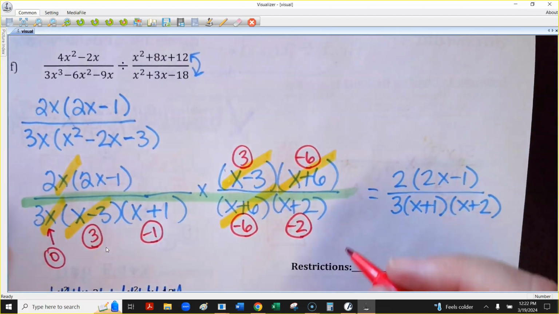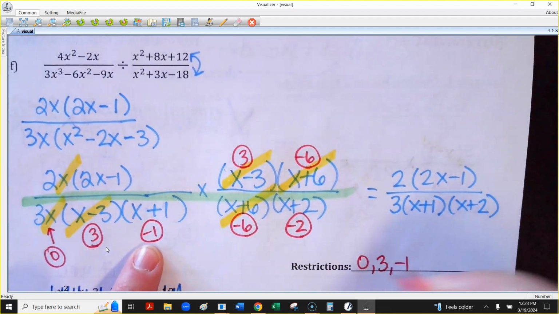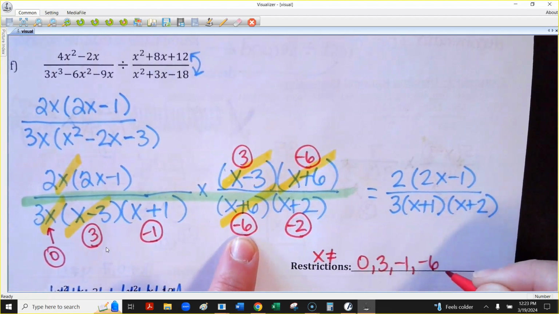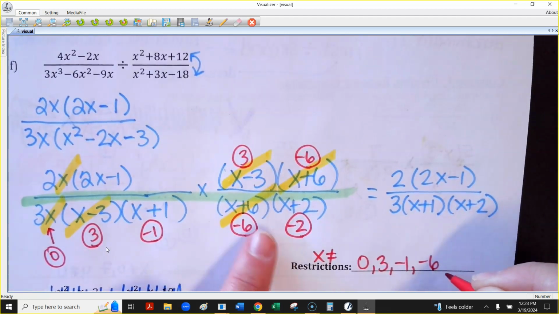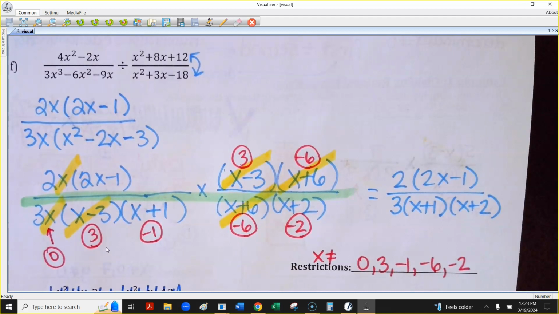So one restriction was 0, one was 3, one was negative 1, one was negative 6, and I already wrote the rest of these. One was also negative 2. So those are all the different numbers that I just wrote down there. A couple of them repeated. You just have to write it once.